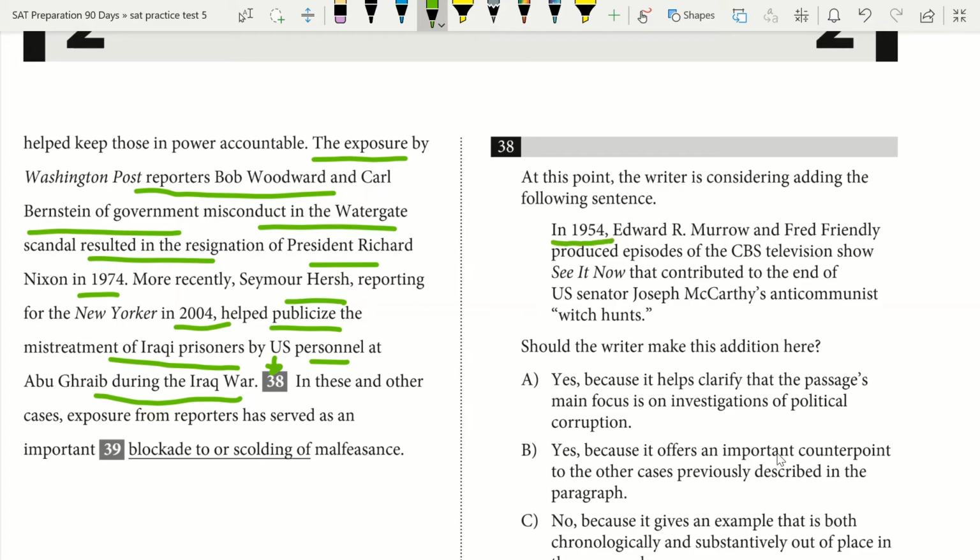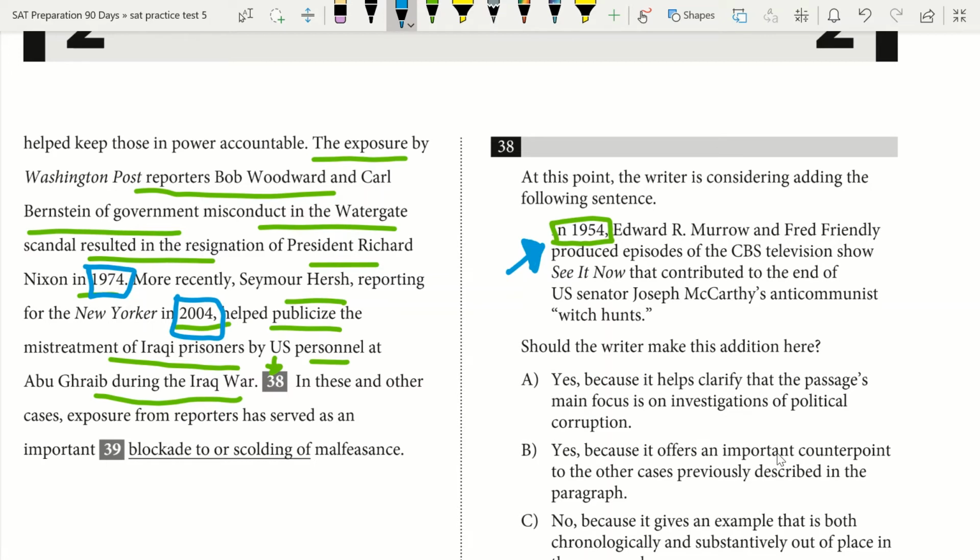One thing that immediately jumps out to me is I see 1954. I'm going to put this in blue so you can see it. If I look back at my passage, I see I went from 1974 to 2004. So I'm moving forward in time, from the past towards the present. If I were to go all the way back to 1954, then I would be messing up this chronological order that I have established. I don't want to do that. So that's one thing that jumps out to me as a red flag right away.